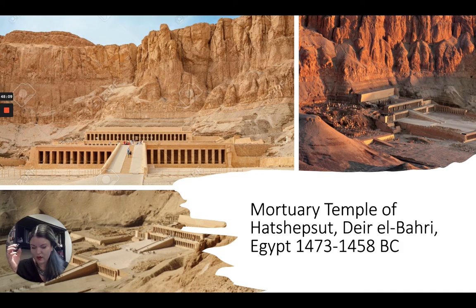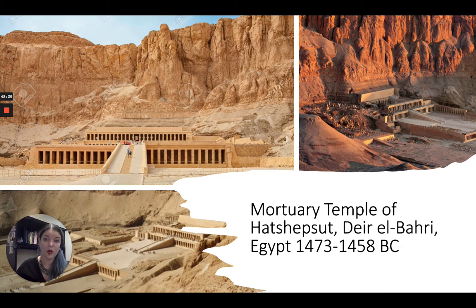For a long time, archaeologists and historians didn't know she was a woman, because she has herself portrayed as a male in her portraits a lot. So she rules as pharaoh for 20 years. That's a long reign for someone in this time period. And she's the first great female monarch whose name is recorded, and it's recorded a lot because she commissioned a lot of artwork.